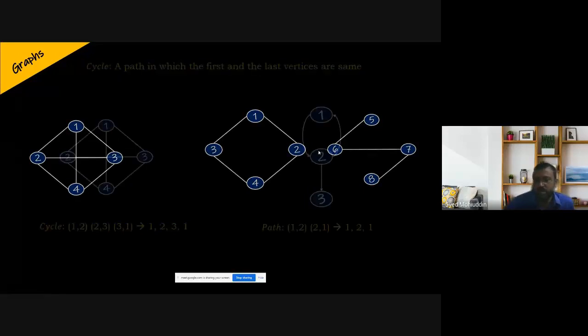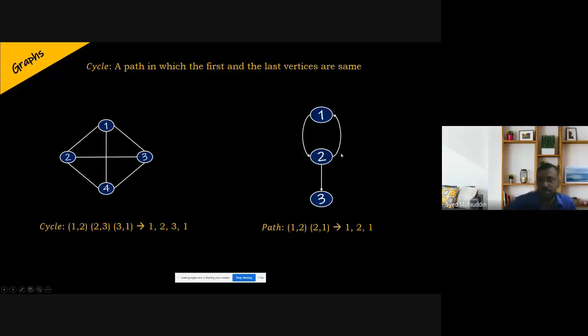But in this case, there is no cycle involving 1 to 3, because you can go 1 to 2, 2 to 3, but from 3 you cannot go back to 1. So there is no cycle through 1 to 2, 2 to 3 and 1. But there is a cycle between 1 and 2.